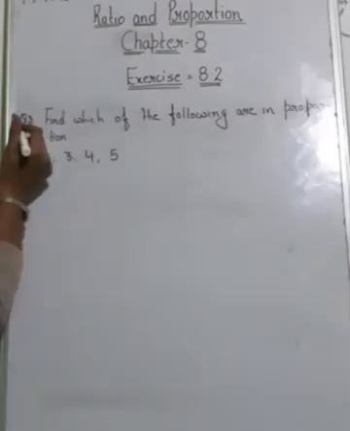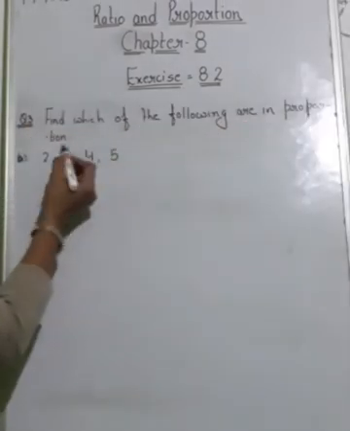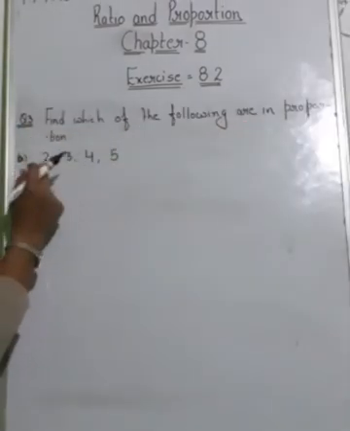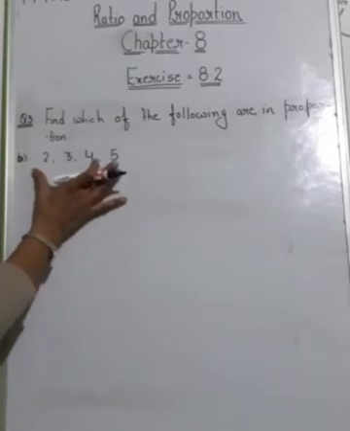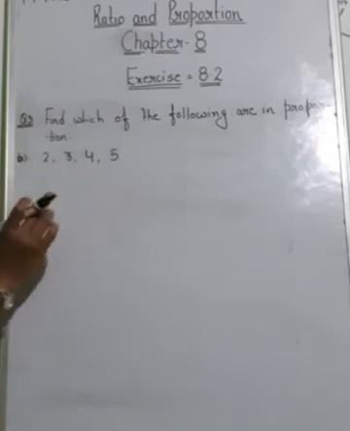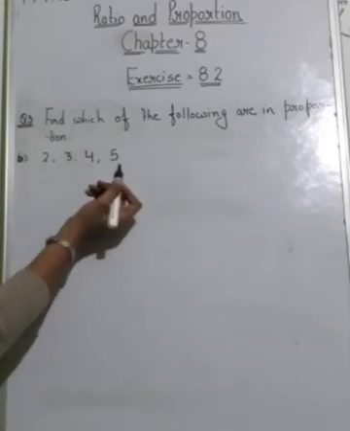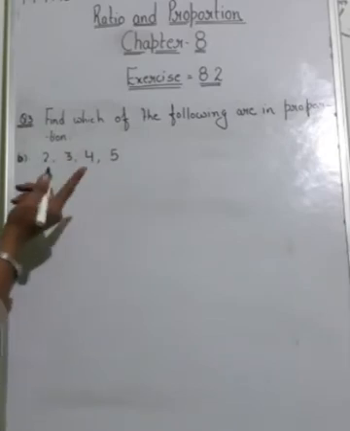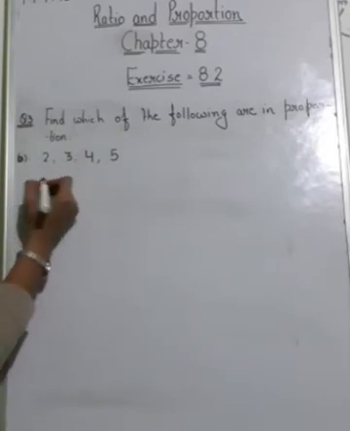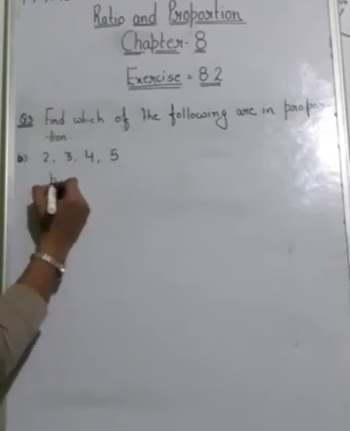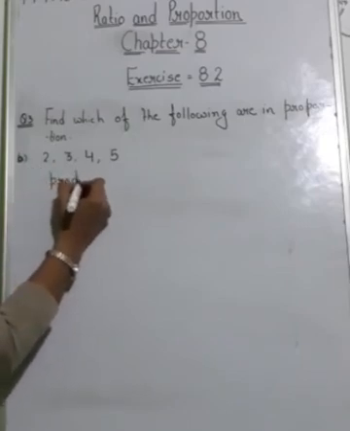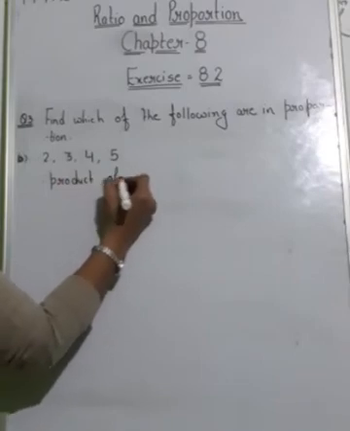Clear? Question number 3 is find which of the following are in proportion. So I have taken the b part of it, and you have to find whether they are in proportion or not. So when they have not given you ratios, what you do, I told you the cross product rule. We will use the cross product rule over here. So first you will do product of extremes.